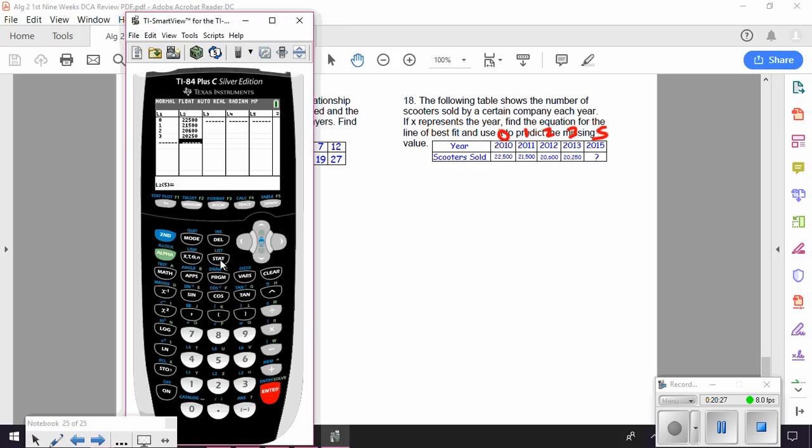Now let's run our regression to get our equation. So stat, calc, linreg. This time I want to store my equation because I need to use it. If you know that you're going to need to use your equation, you should probably store it. So I would hit alpha, trace, 1. I want to store my equation and name it y1. Now hit calculate.